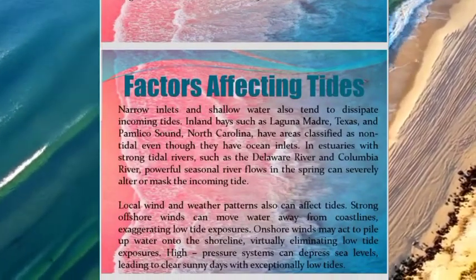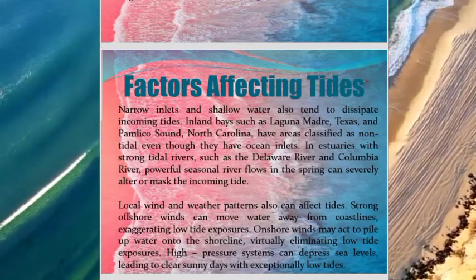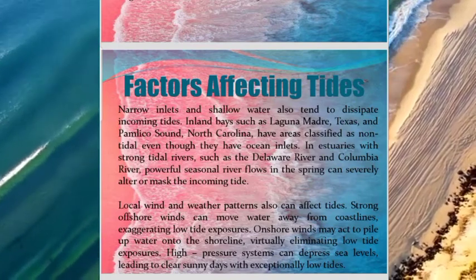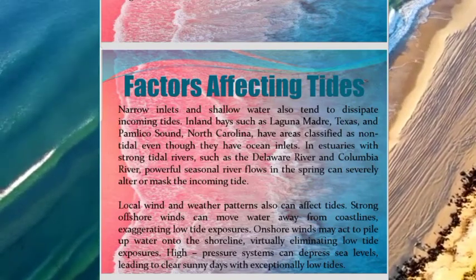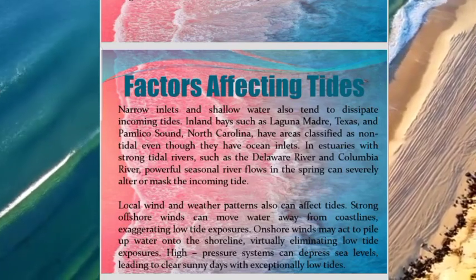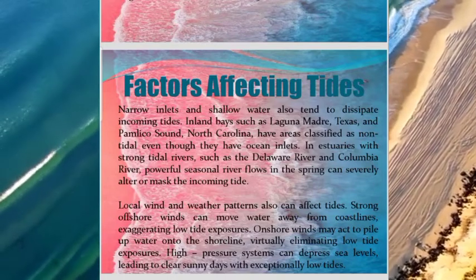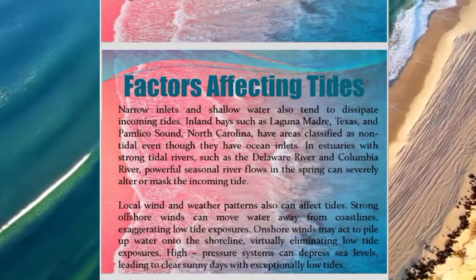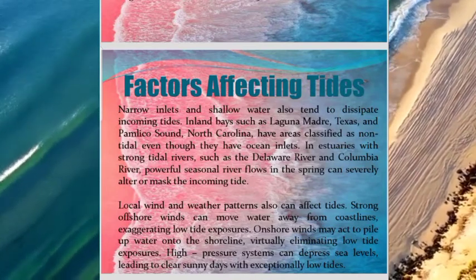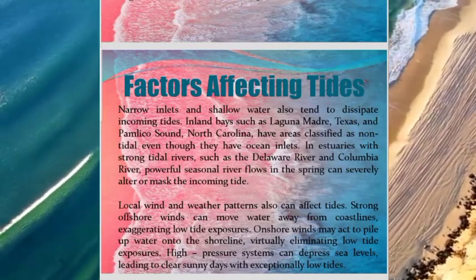Narrow inlets and shallow water also tend to dissipate incoming tides. Inland bays such as Laguna Madre, Texas, and Pamlico Sound, North Carolina, have areas classified as non-tidal even though they have ocean inlets. In estuaries with strong tidal rivers such as the Delaware River and the Columbia River, powerful seasonal river flows in the spring can severely alter or mask the incoming tide.